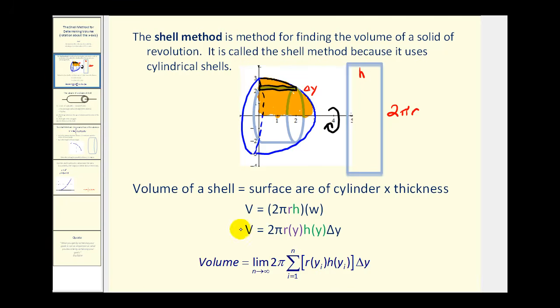So the volume for a single shell would be equal to 2 pi r times h times w for the width or thickness of that shell. And that's going to be equal to 2 pi times r of y for the radius function times h of y for the height function, and then times delta y. And so the actual volume will equal the sum of those shells as the number of shells approach infinity.